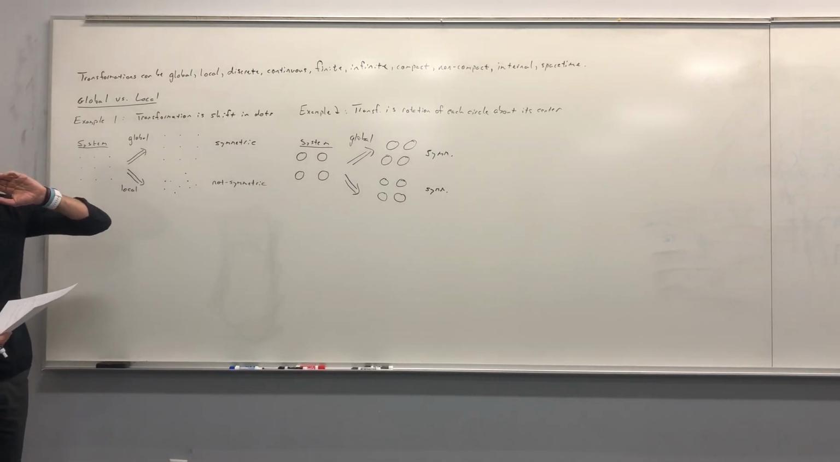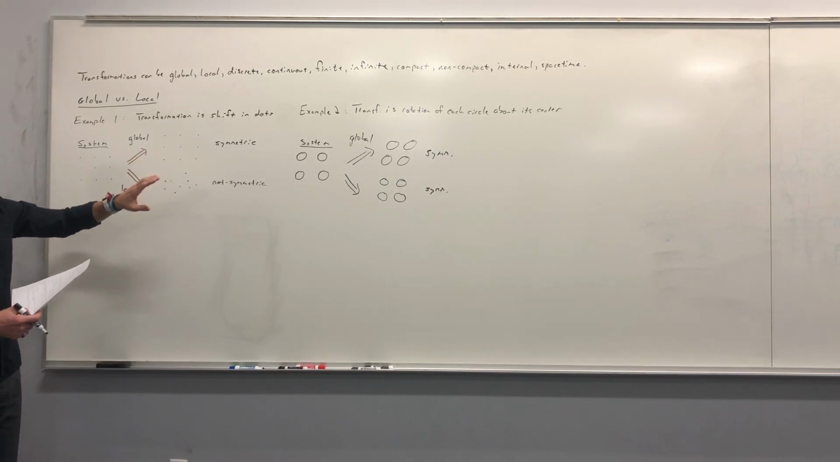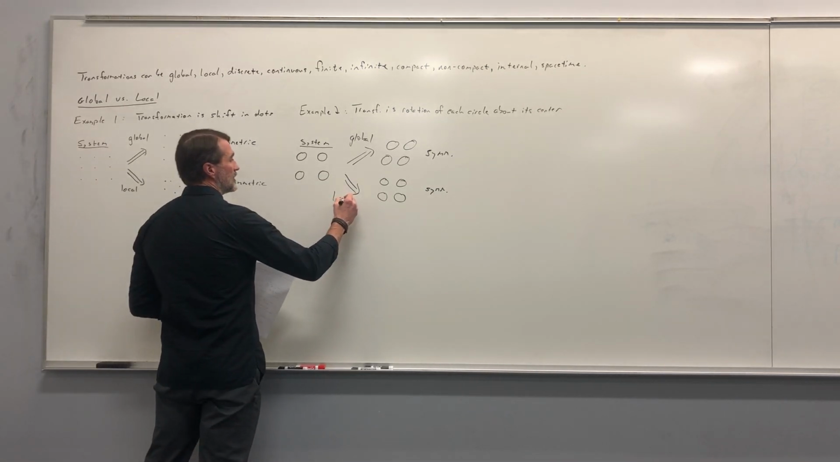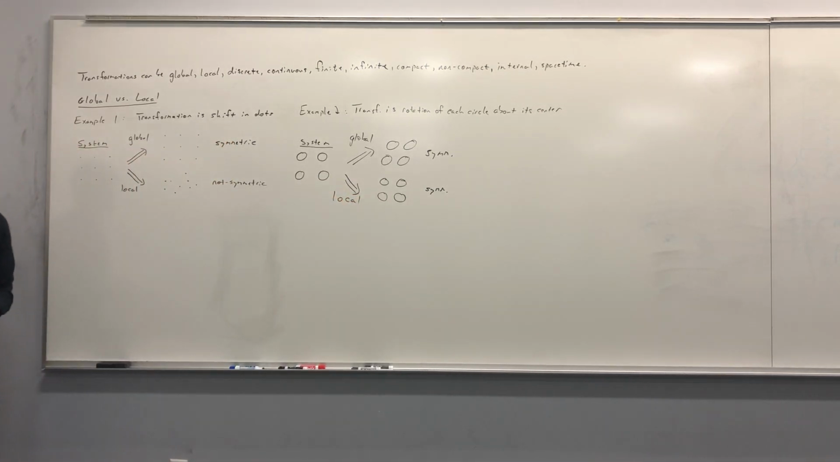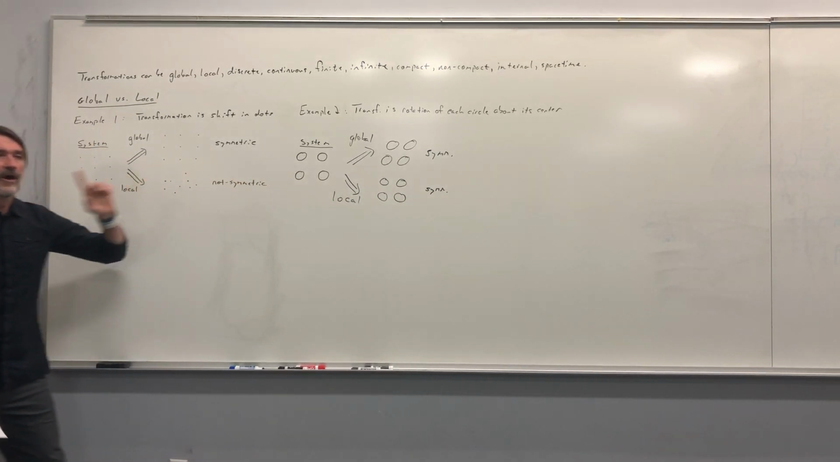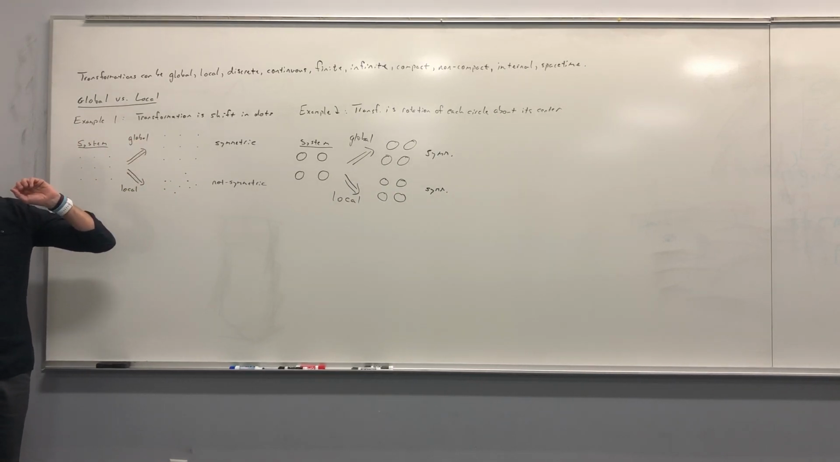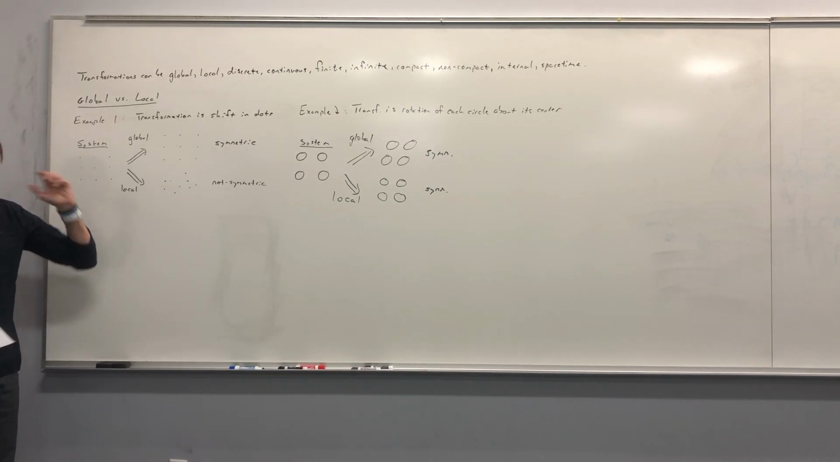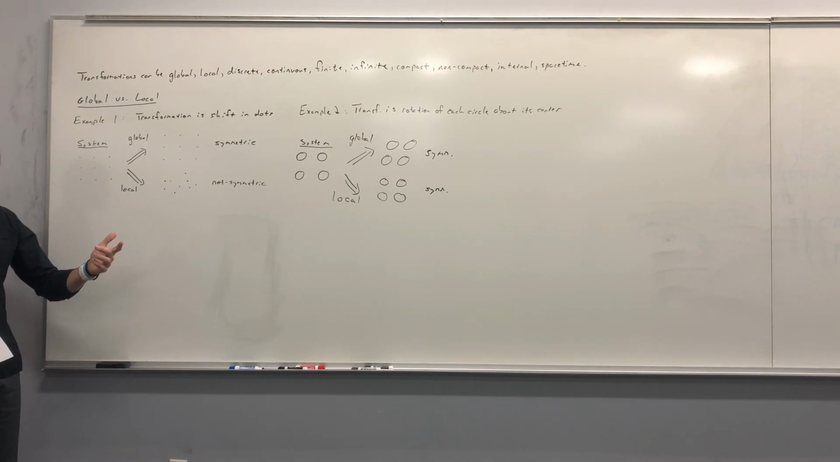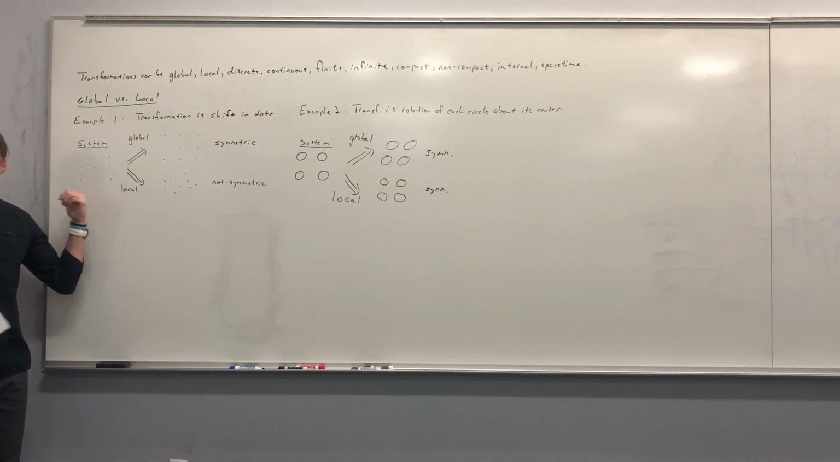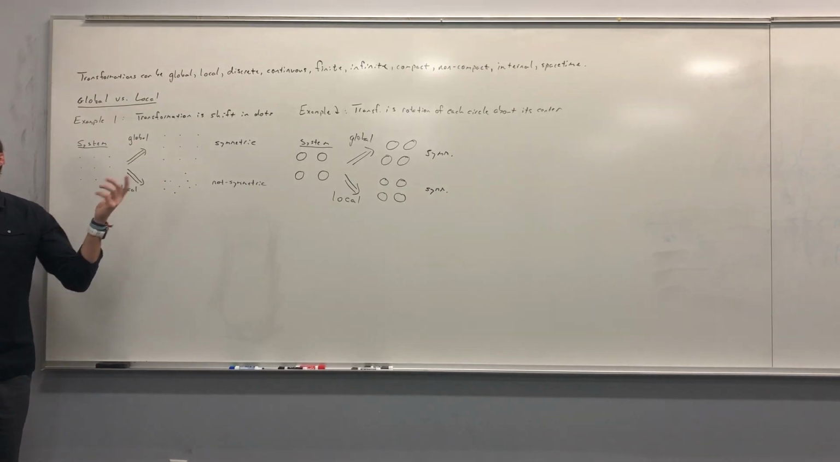Now, quick question. If something is invariant under the local transformation, is it automatically symmetric under the global transformation? If it's invariant under the local forms, is it also invariant under the global forms? Is it invariant under all local forms? Then it would have to be, because one example of a local transformation is doing the same thing to everything. That's an example of a local. Of course, there are more local transformations.